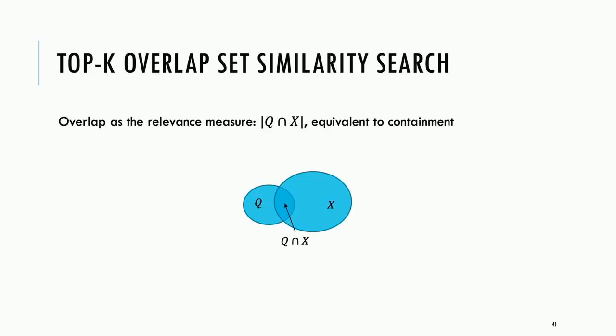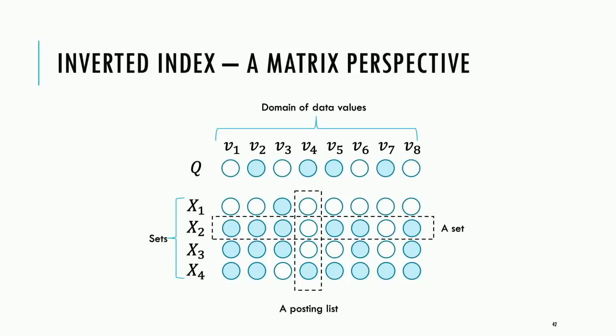Now, we can start to define what is top K overlap search. We have a different name for this joinability measure. We call it overlap. It's actually equivalent to the intersection size. And it is also equivalent to the containment because for any given query, the size of the query is fixed. So before I start talking about Josie, I want to give you a very quick review of inverted index.